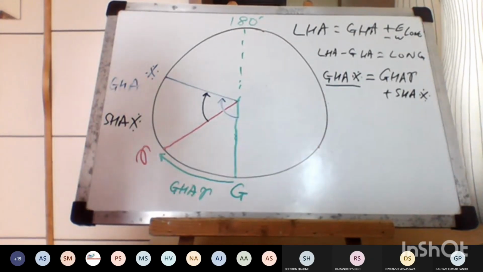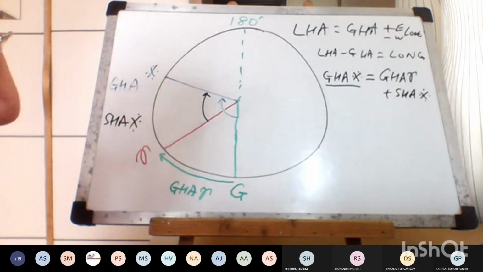There is another formula about LHA that I will do after the break. And there is a small video, about 3-4 minutes, on the celestial sphere, which I will start with first, and then we will do the LHA. So we still have 2 minutes. Anyone has any question on this diagram, please tell me.